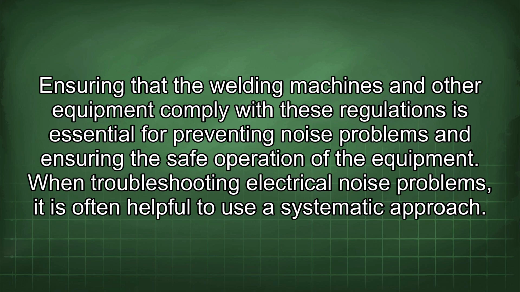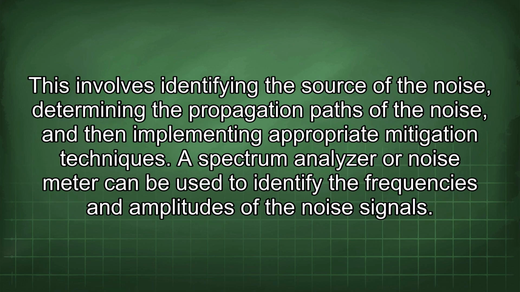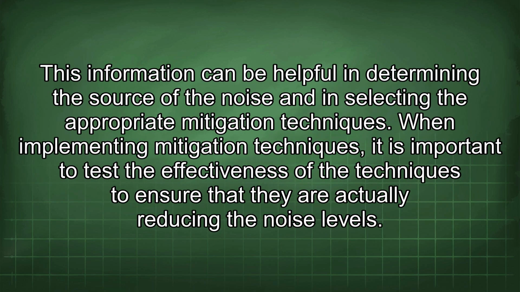When troubleshooting electrical noise problems, it is often helpful to use a systematic approach. This involves identifying the source of the noise, determining the propagation paths of the noise, and then implementing appropriate mitigation techniques. A spectrum analyzer or noise meter can be used to identify the frequencies and amplitudes of the noise signals. This information can be helpful in determining the source of the noise and in selecting the appropriate mitigation techniques.